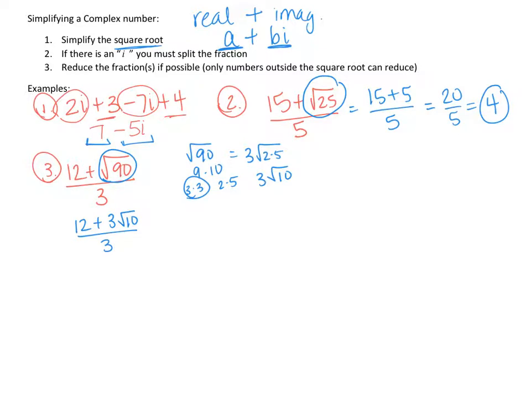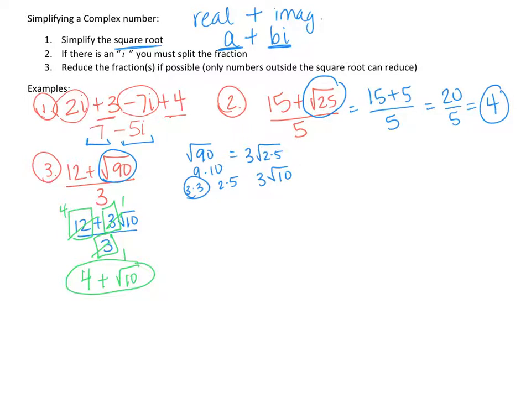Now I don't see an imaginary, but I don't know how to combine those. So the only thing at this point that I can do is simplify all of my numbers that are outside of the square root. Only numbers outside the square root. So 12, 3, and 3, those can all reduce. So I'd have 4, 1, and 1. So my answer would be 4 plus the square root of 10. I could put that 1 in front, but I don't have to.